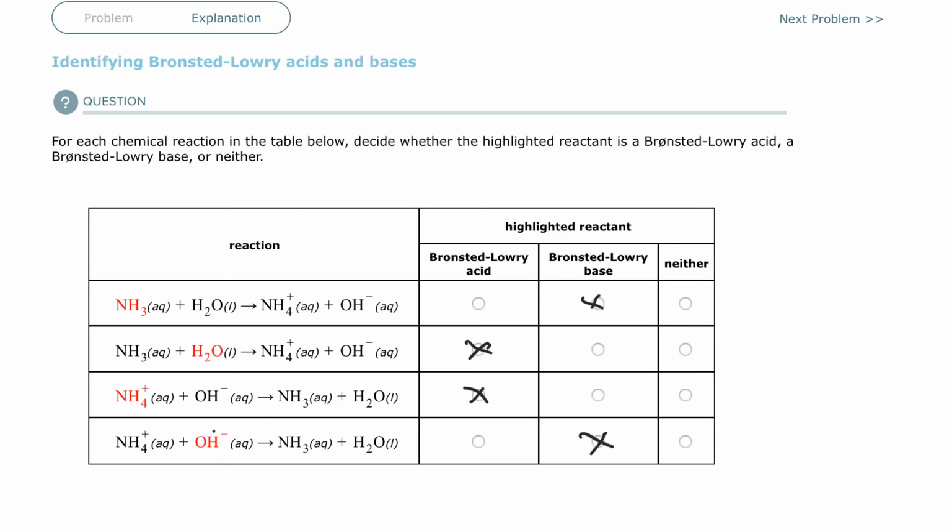All of them were either acids or bases in this example. But you're just going to have to ask yourself, am I giving away a proton? Am I receiving a proton? Or is it nothing having to do with a proton, then it would be neither.